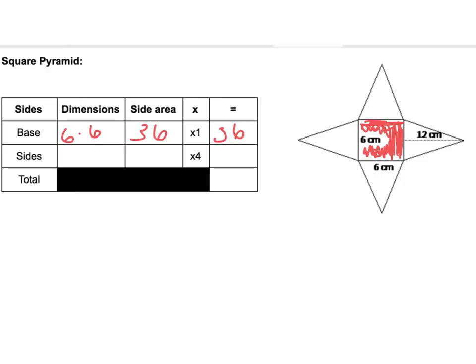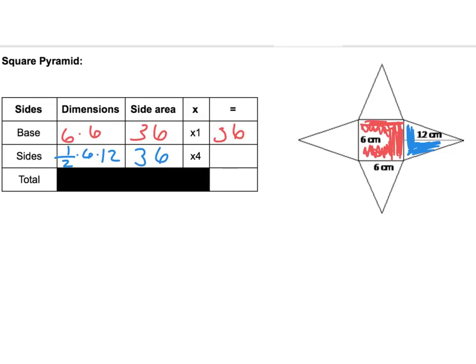And then we can focus on the rest of our triangles. And there's 4 of those, so we'll just find the area of one of them and multiply that by 4. So this side has a vertical height of 12 centimeters and a base of 6 centimeters. So we need 1/2 times 6 times 12. Well, I know that half of 12 is 6. And 6 times 6 is 36. So this is also going to be 36.